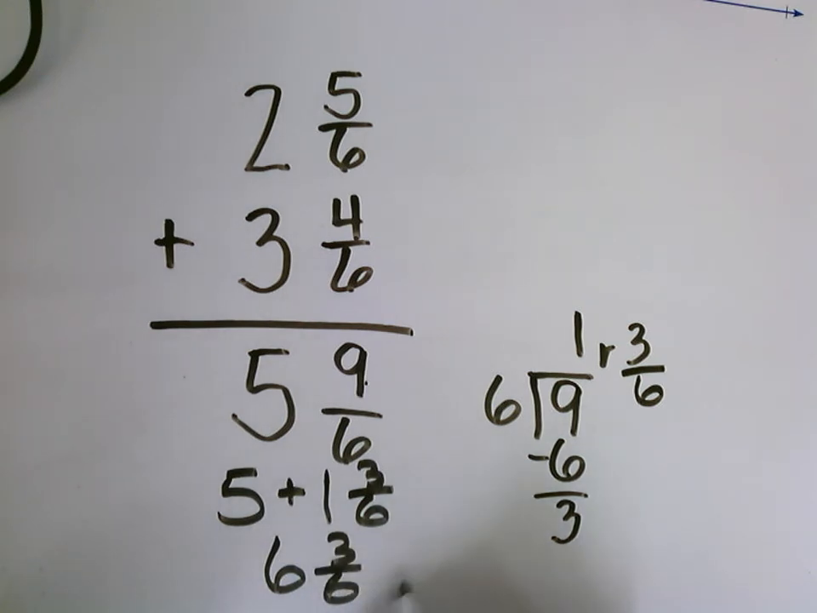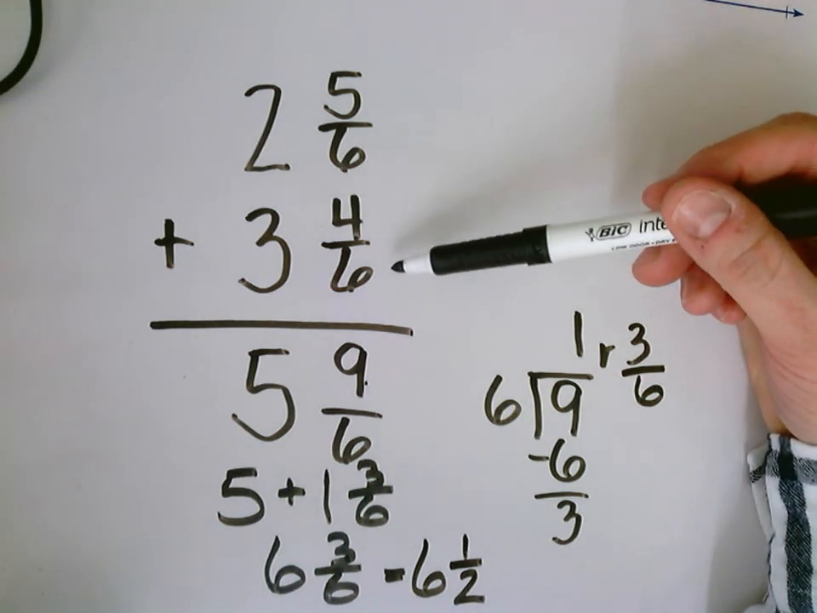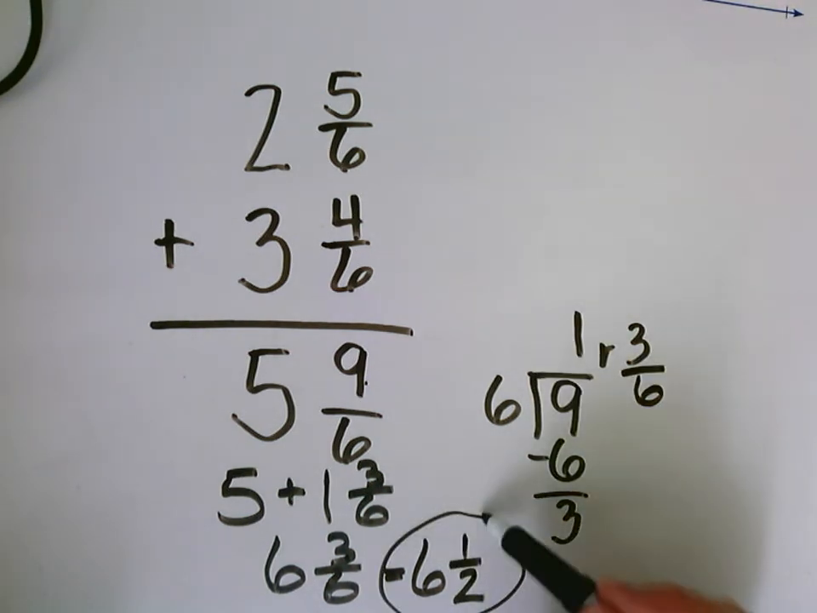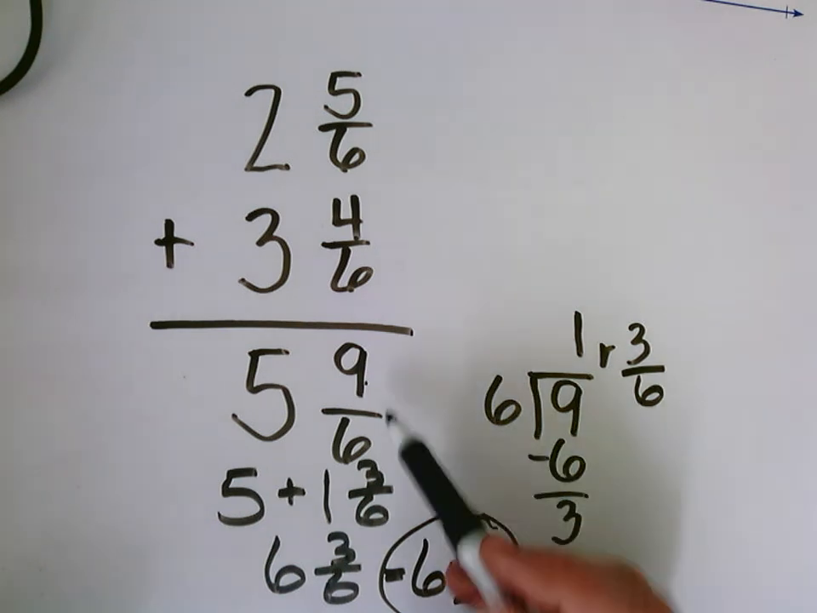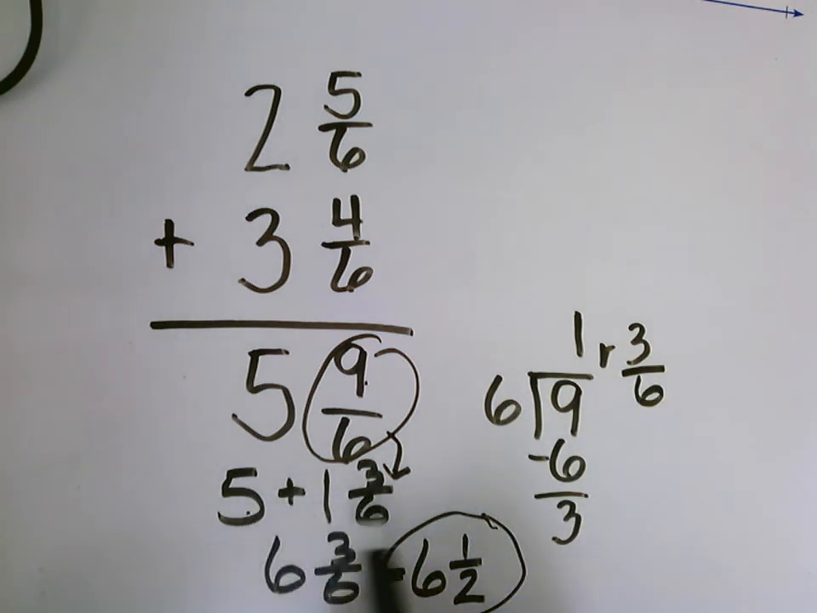Okay, did you notice that 3/6 is not in simplest form? 3 is half of 6. So if I was to divide a 3 out of both of those, I would get 6 and a half. So the answer to 2 and 5/6 plus 3 and 4/6 is 6 and 1/2. I changed this improper fraction to a mixed number, and then I simplified that. Okay, and I added my mixed number to my whole number that I had.